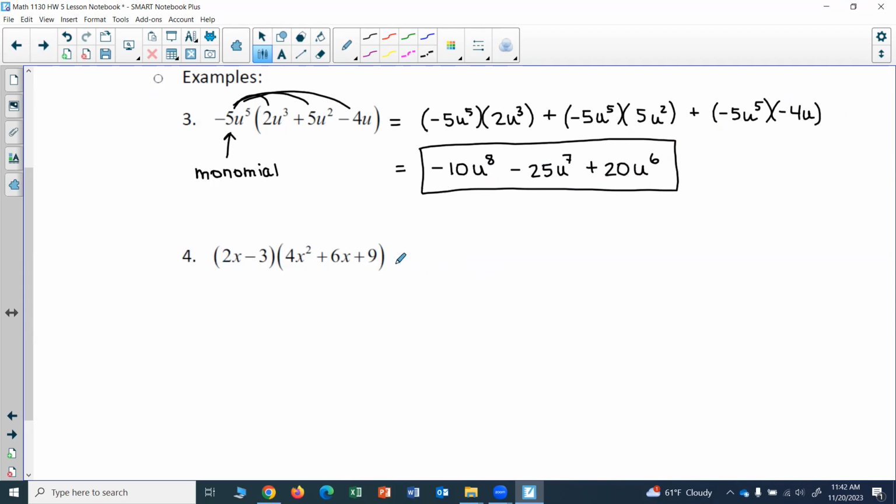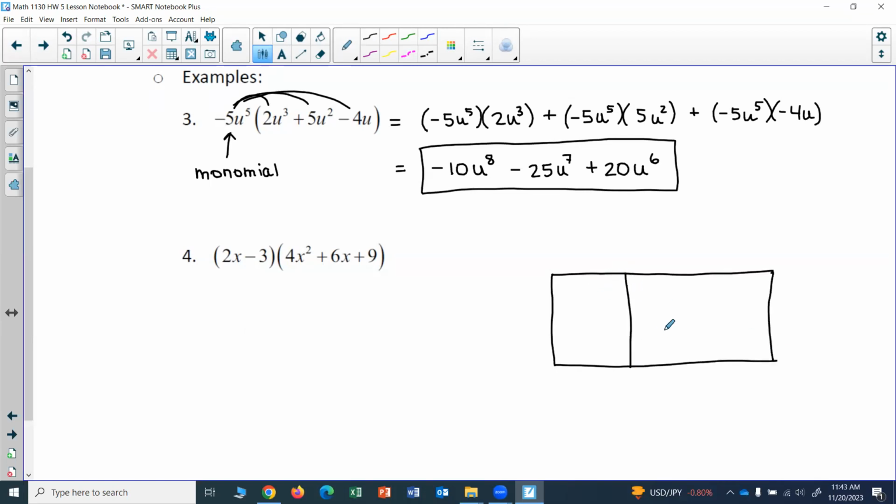Now, on this next example, I have parentheses 2x minus 3, close parentheses, times parentheses 4x squared plus 6x plus 9, close parentheses. So I have a binomial, 2 terms, times a trinomial, 3 terms. So let me show you how to multiply using the box method. This is a nice method because it makes sure that you don't forget any of the terms that you need to multiply. So what I do is I make a rectangle, which we could call a box.